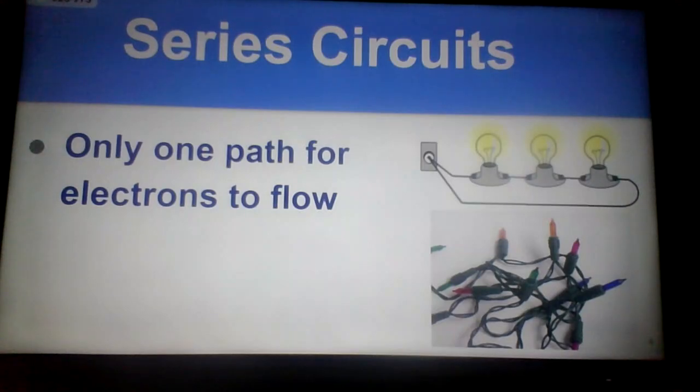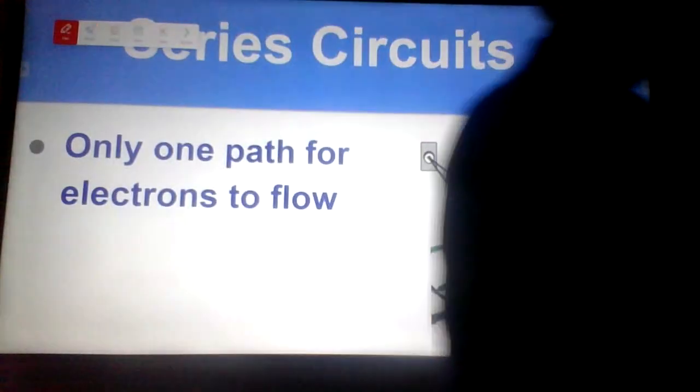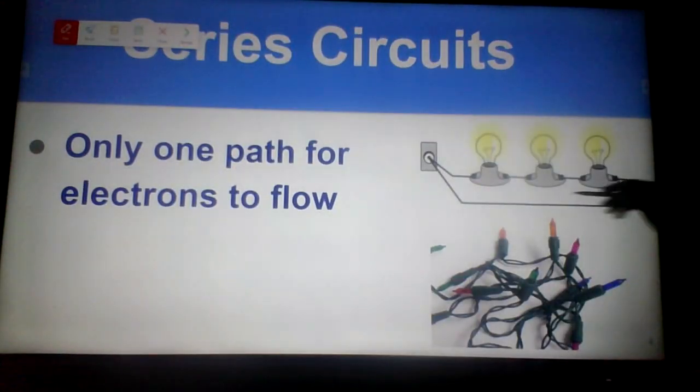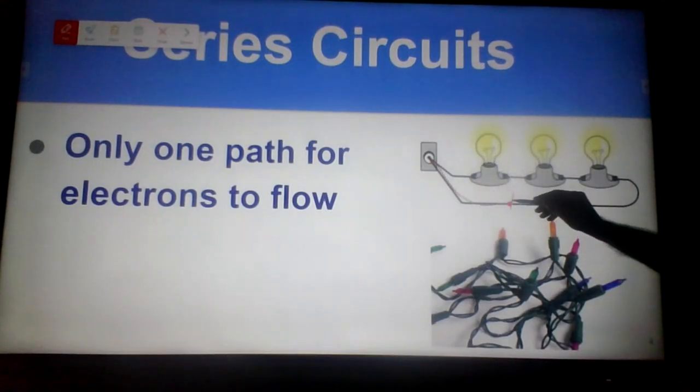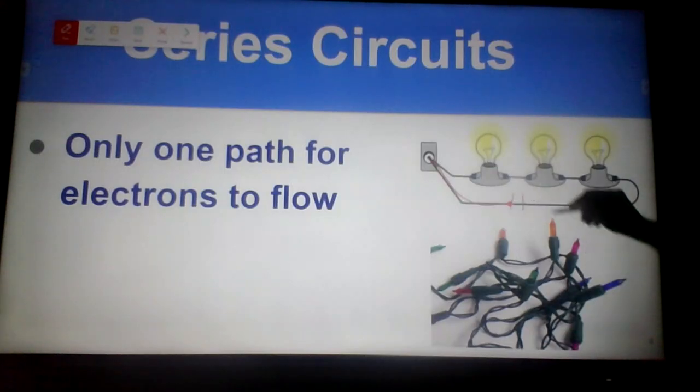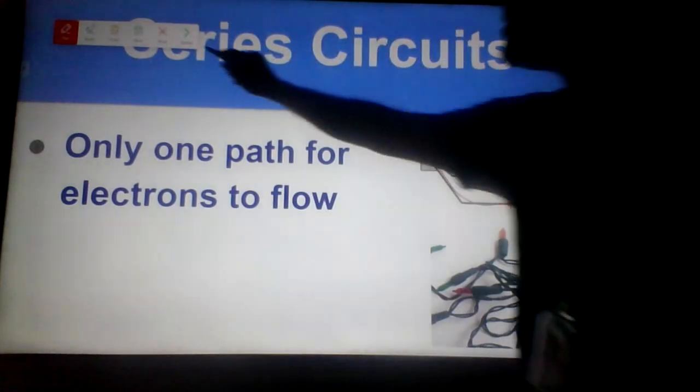Okay, so let's do this. Come over here. And let's say there's a break right there. Bam. Now the electrons get blocked right here. There's a break in that circuit, so the electrons can't get across to this other side. Therefore, none of these lights are going to light up.